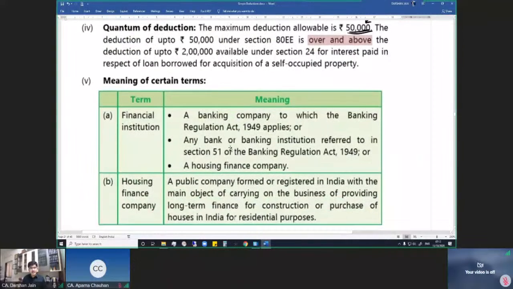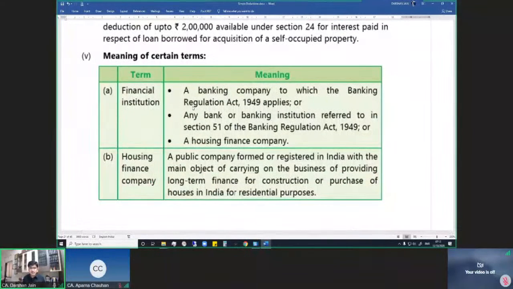Now the loan should be taken either from a financial institution, being a banking company or a banking institution, a bank, or a housing finance company. If you're taking it only from the eligible institution, could you claim deduction under section 80EE? If you are taking a loan from a private person or an employer, that is not covered under section 80EE. It is only a banking company loan which is covered, or a housing finance company. So if you're taking it from an HFC, it's fine.